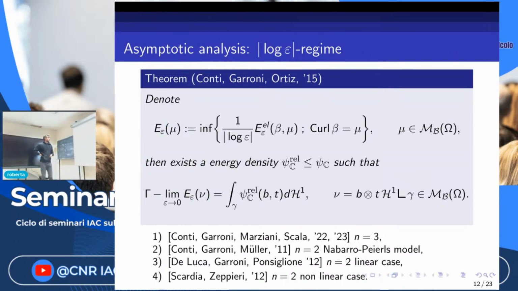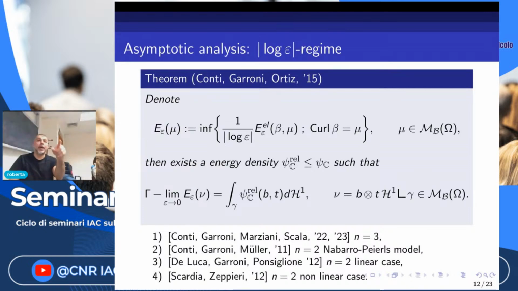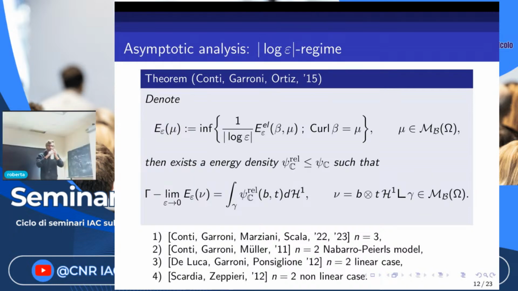There are a lot of results in this direction in different settings with different energies, linear, non-linear, where all the dislocation lines are assumed to be on a single plane. The question is, are you able to find this phi rel? Or it exists, but you cannot find it. This is the drawback. So it is not constructive.